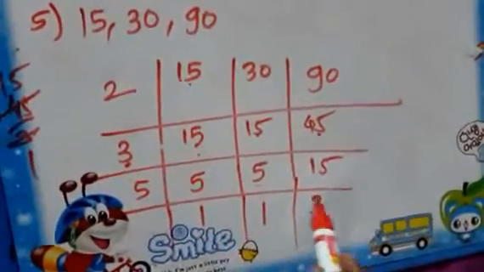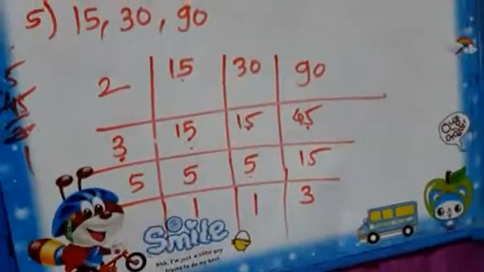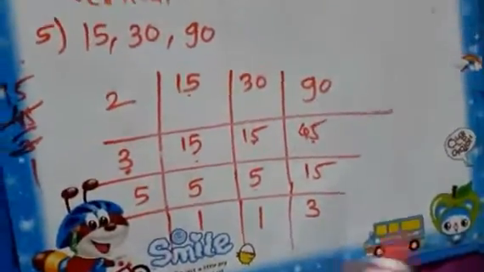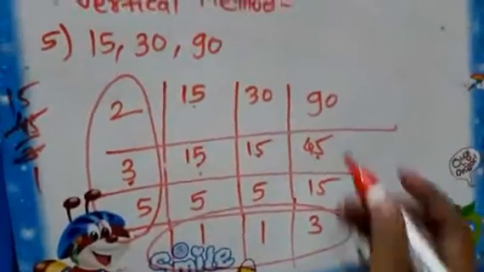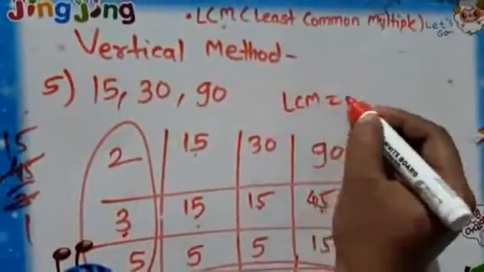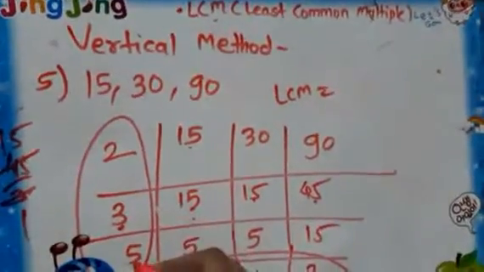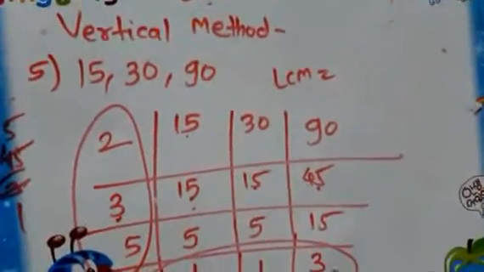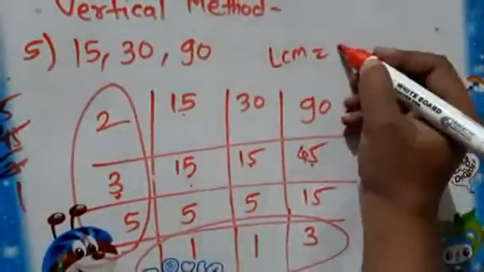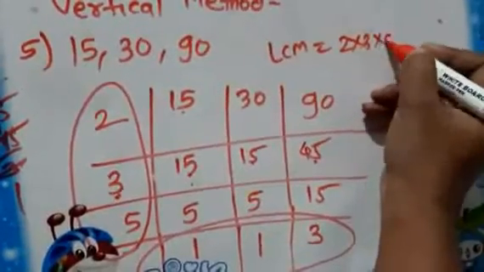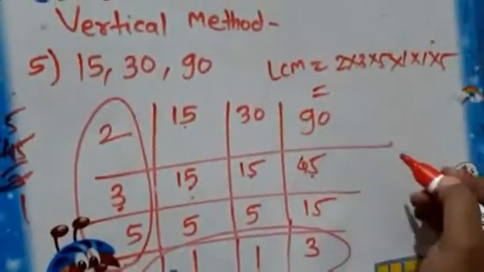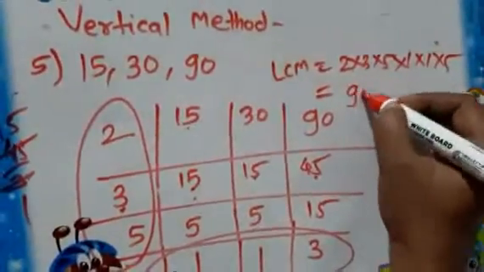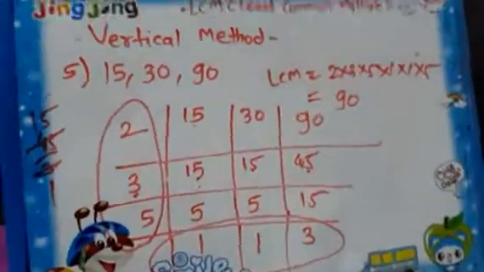Now here all numbers are indivisible. So we can stop now and multiply these numbers. So LCM will be equal to 2 into 3 into 5 into 1 into 1 into 3. So 2 into 3 into 5 into 1 into 1 into 3, that will be 90.